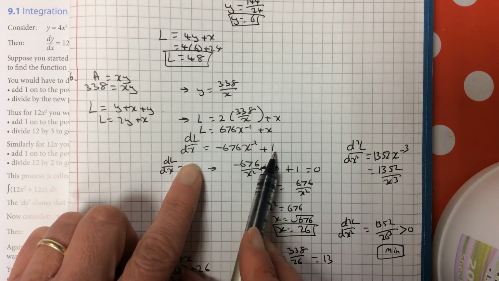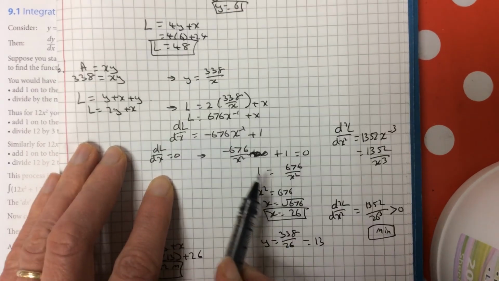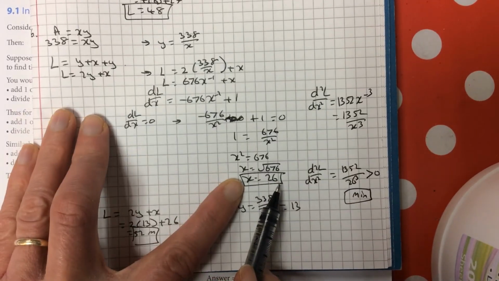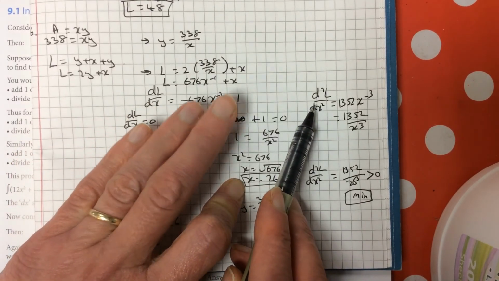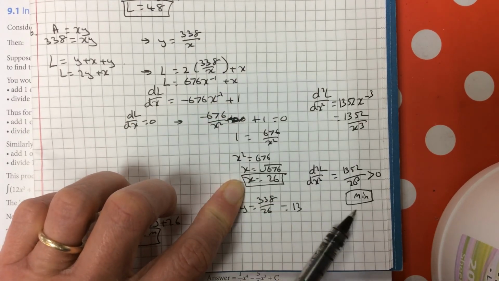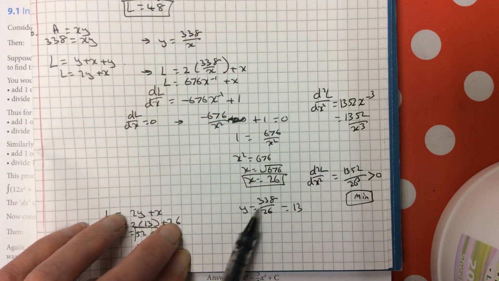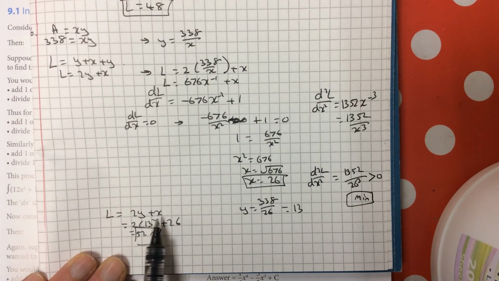Differentiate it. Set it equal to 0. It's pretty much exactly the same as the previous example. And solve it. You then must have the second derivative. So you're differentiating this again. Sub in your x, and it's a positive, which is a minimum. You've got your x, work out your y, and the question then wants the length. So it's 2x add y.